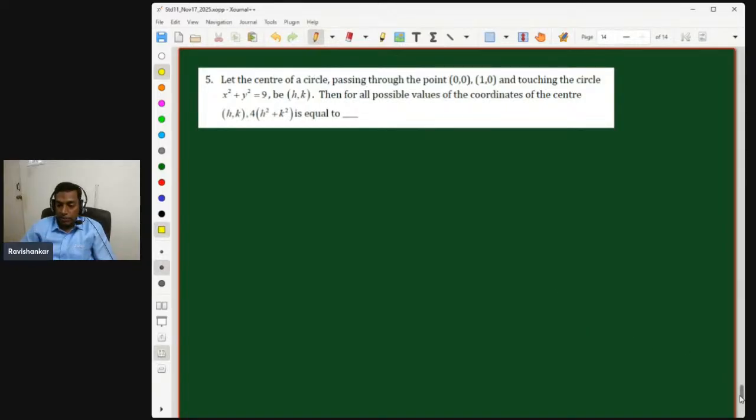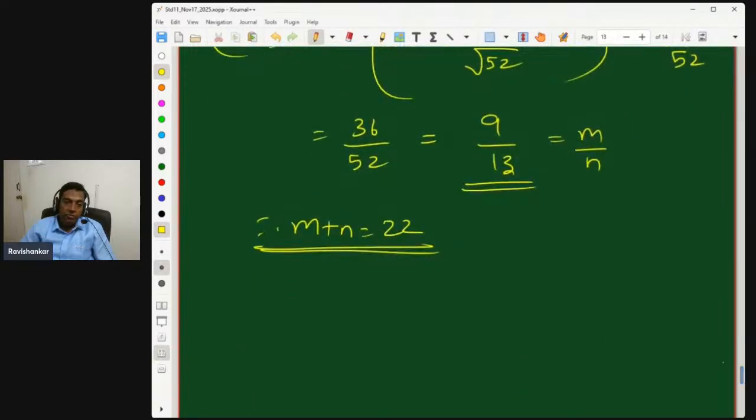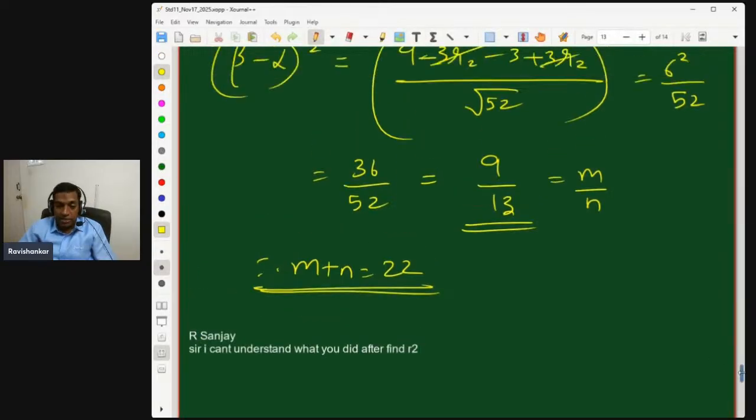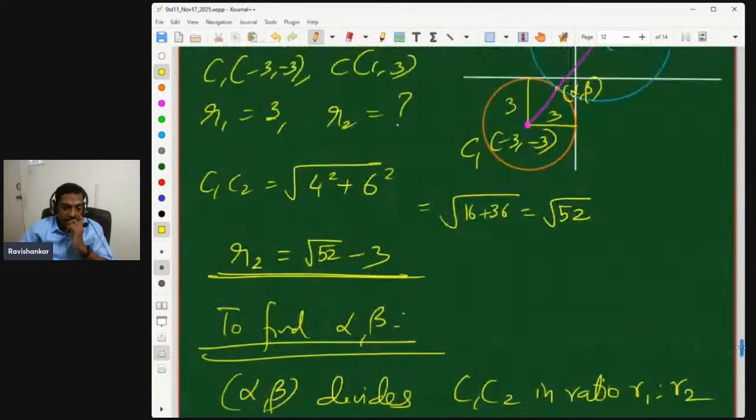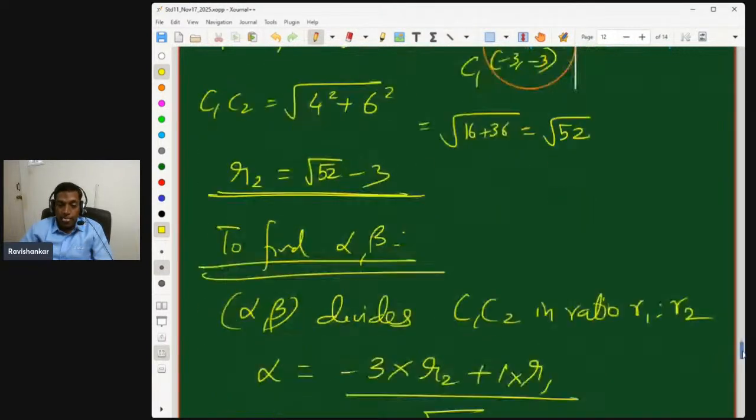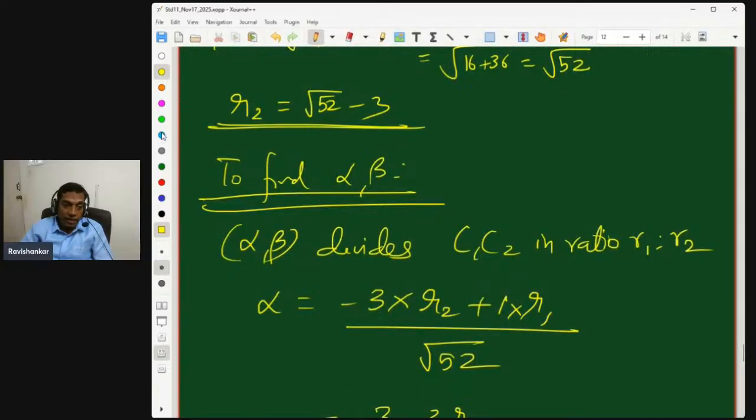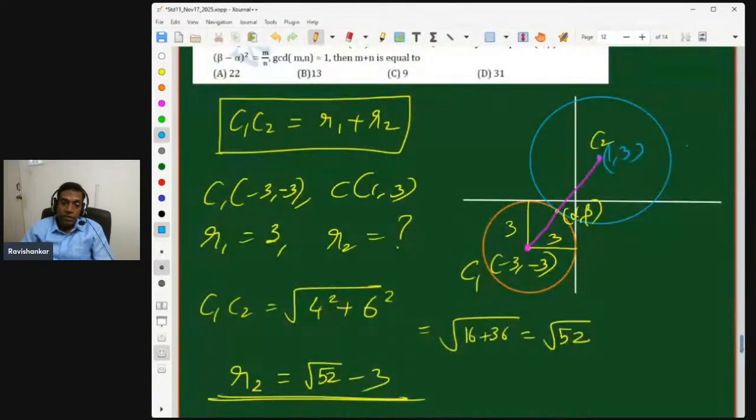A doubt has come from Sanjay. I don't understand what you did after you found R2. Actually, what I did, Sanjay, is I realized that alpha and beta are not separately asked. R2 is root 52 minus 3. To find alpha, alpha beta divides C1, C2 in the ratio R1 is to R2. Section formula. So you know C1, you know C2, we don't know alpha beta.